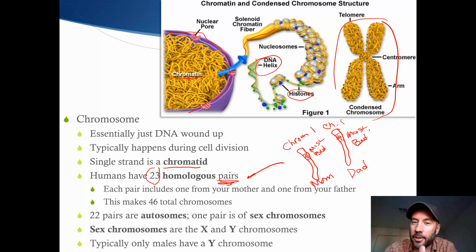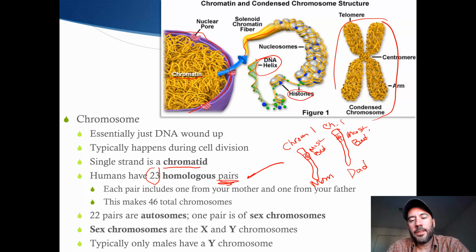Now the instructions may differ, right? Your mom might have a really luxurious master bedroom with a walk-in closet and everything like that, and your dad's may be much simpler. Let's be a little bit more real about it. Maybe your mom has brown eyes and your dad has blue eyes, right? Well, the location of those instructions is going to be on the same place of their chromosomes, but the instructions may differ, okay? So you have 23 pairs of these homologous chromosomes.